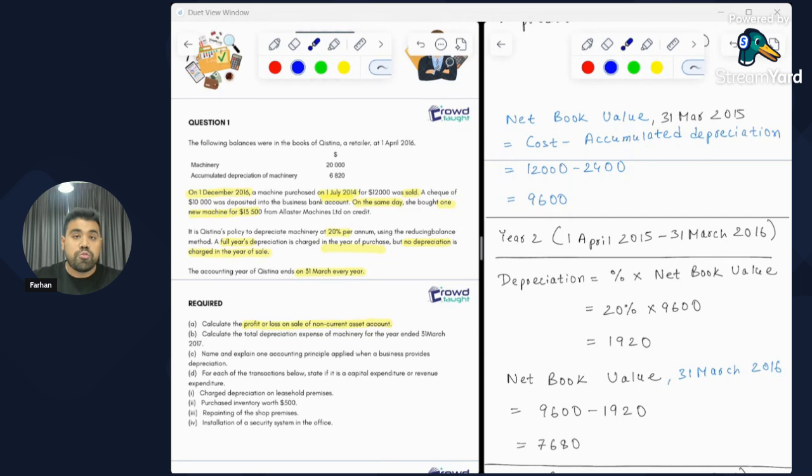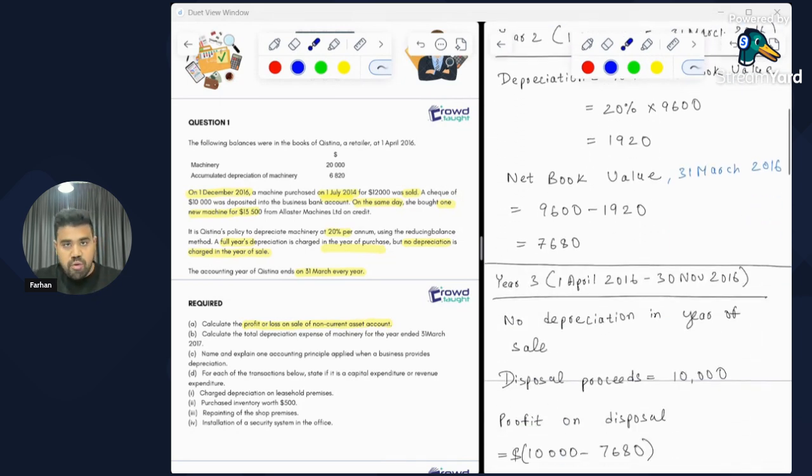All right, so let's move to year three. So year three for this particular asset is from 1 April 2016 until 30 November 2016. If you remember, we had sold this machine on 1 December 2016, which means the last day of usage would be on 30 November 2016. Make sense? All right. And we understand, based on the company's policy, that no depreciation is charged in the year of sale. So therefore, there's nothing to calculate in terms of depreciation in the third year, because that's the year we had sold this machine.